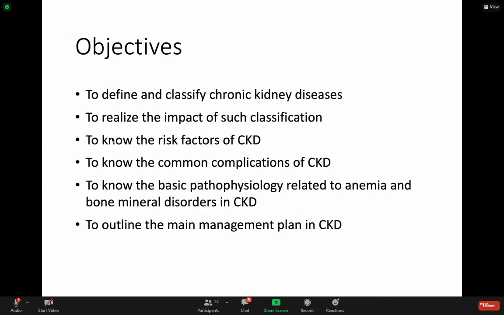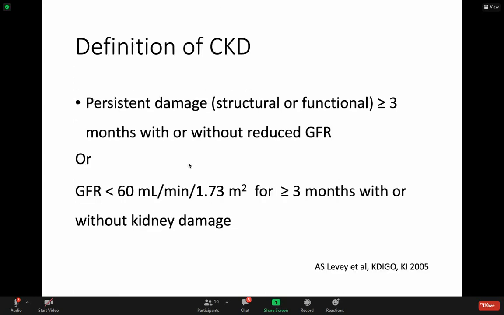This is the objectives. Okay, so let's first of all define chronic kidney disease. What do we mean by chronic kidney disease? Chronic kidney disease means that I have persistent damage. Yani, what do we mean by persistent damage? I'm not referring to an acute kind of injury. No, this is a permanent, a persistent damage. And this damage could be either structural or functional.